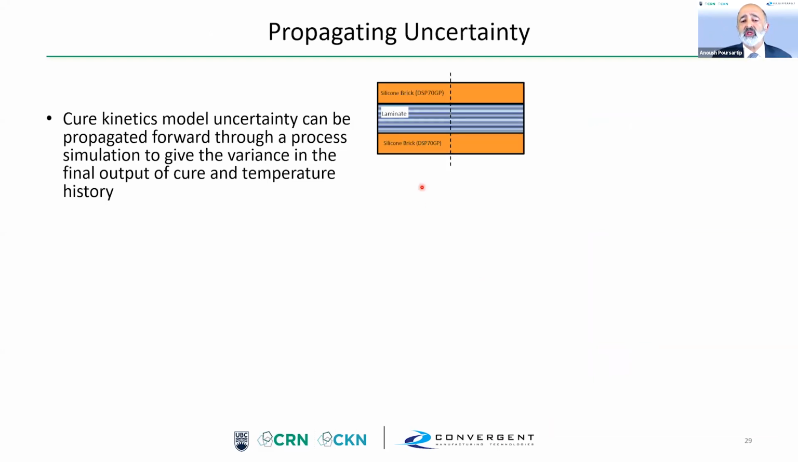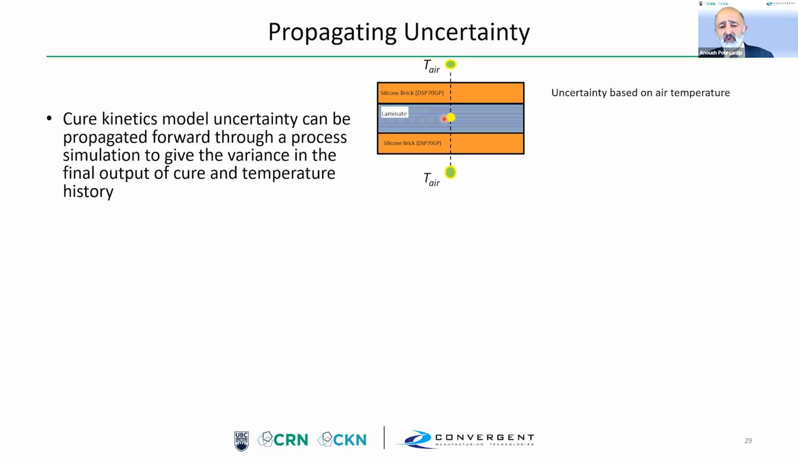So what I'm showing you here is a laminate, a thick laminate, with, in this case, thick silicone bricks on each side. And what I impose is the air temperature, so that is known well. What has large uncertainty is the heat transfer coefficient between the air and the bricks. And of course, what we're actually trying to predict is the temperature in the middle of the part.